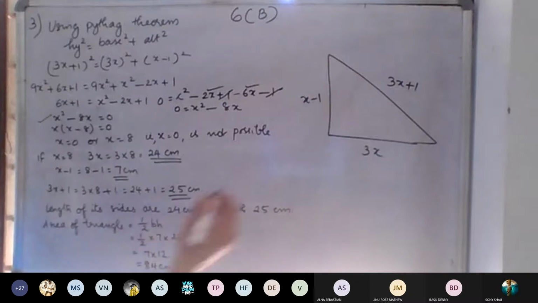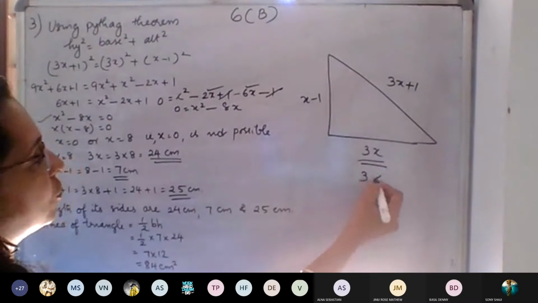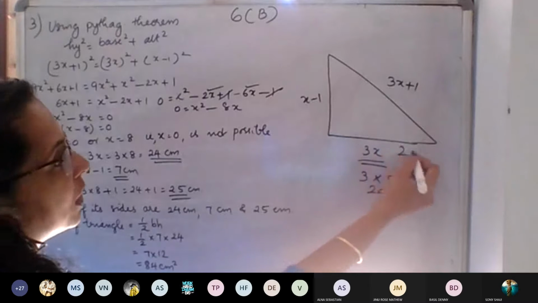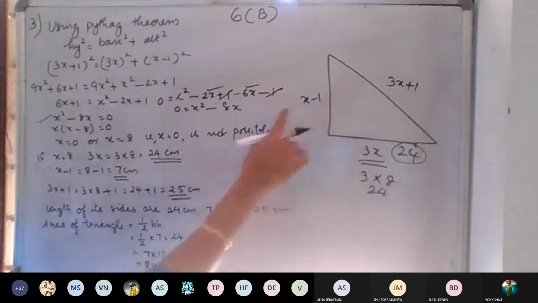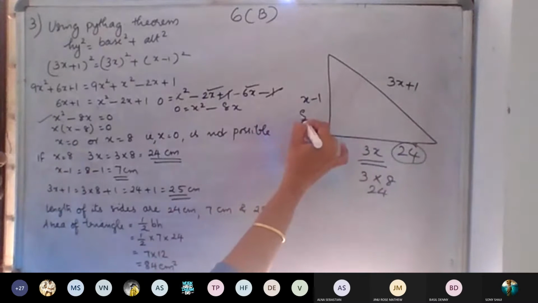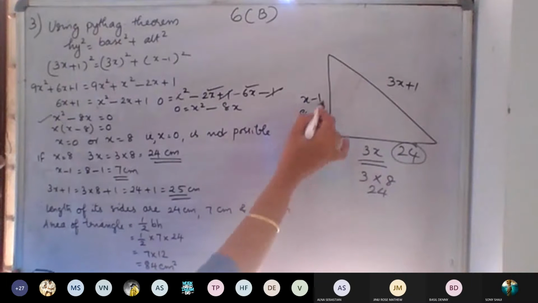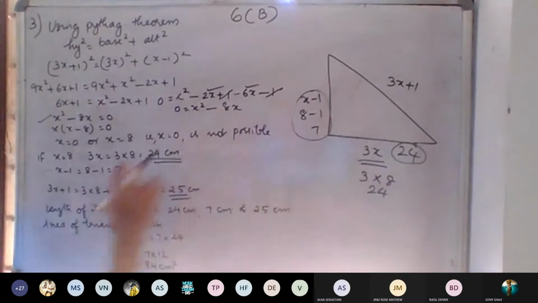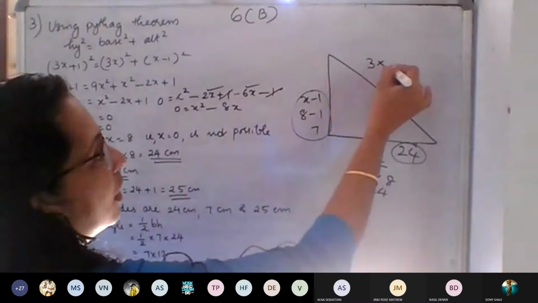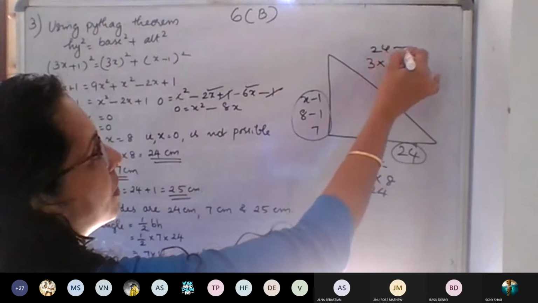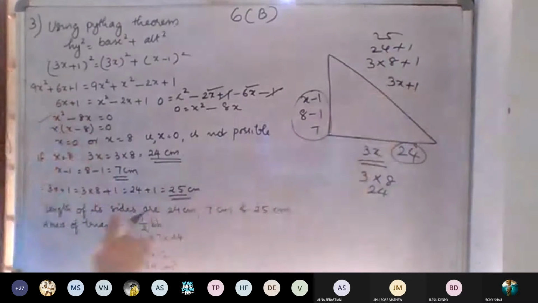x is equal to 8. We want to find out 3x. 3x means 3 into 8, so this side is 24. x minus 1 means what? 8 minus 1, which is equal to 7. So another side is 7. Then 3x plus 1: 3 into 8 plus 1, that is 24 plus 1, 25. Third side 25. So the three sides are 24, 7 and 25 centimeters.